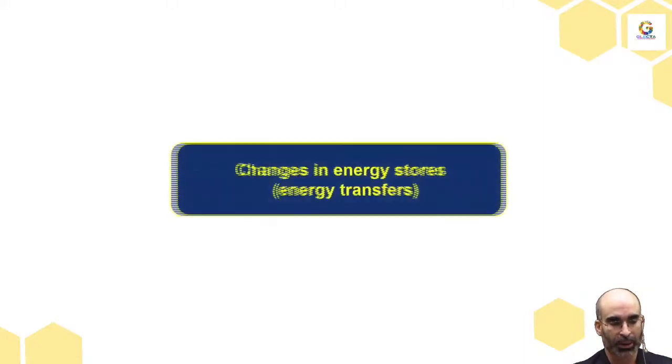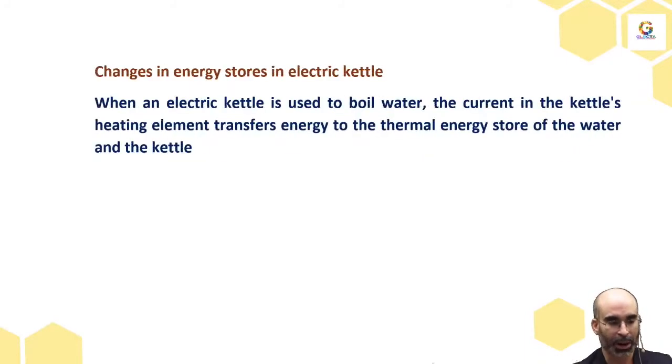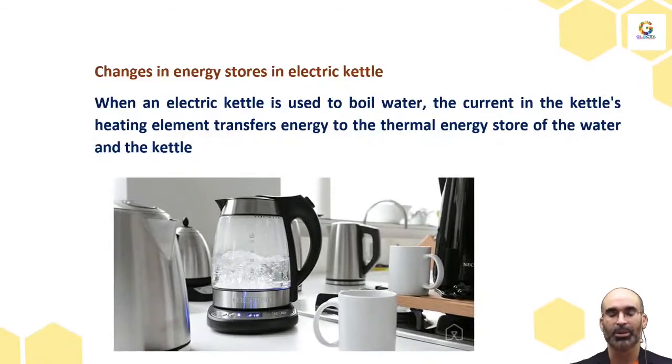All right. Now let us talk about how energy stores can be changed from one to another. This is very interesting, and you will understand this very easily. Changes in energy stores in an electric kettle. When an electric kettle is used to boil the water, the current in the kettle's heating element transfers energy to the thermal energy store of the water and the kettle, right? So try to understand the transition from one energy store to another.